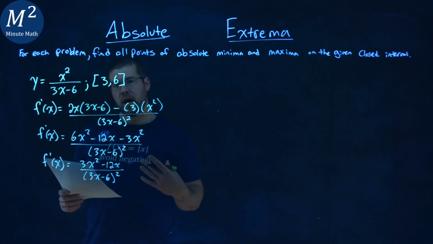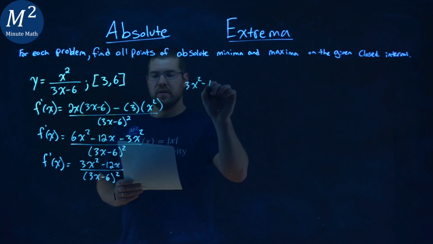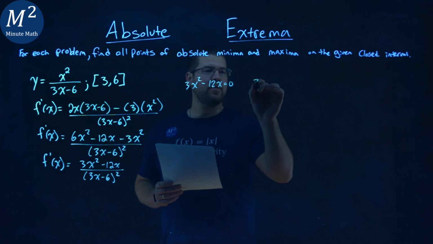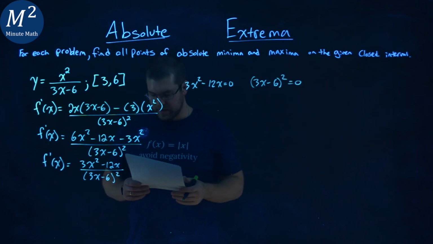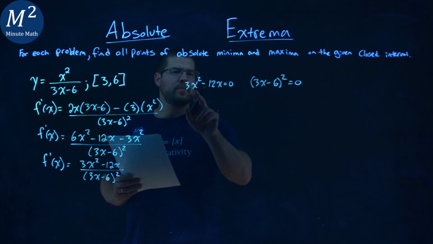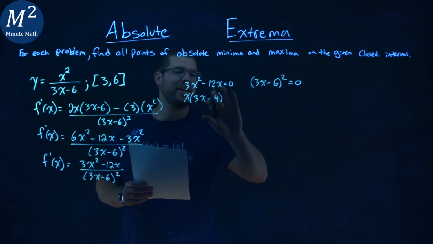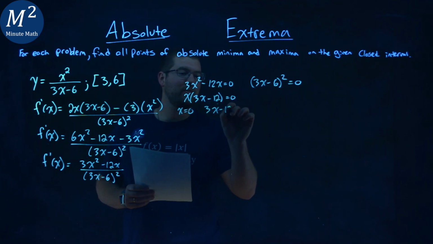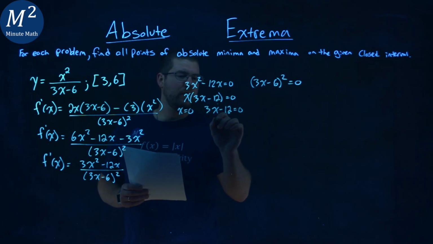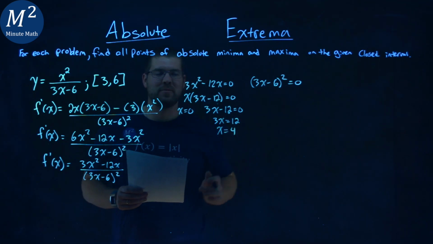Okay, now we're at a point where we want to find our critical values. So we're going to set the numerator and denominator separately equal to 0 and solve. 3x squared minus 12x equals 0, and 3x minus 6, all squared, equals 0, that being the denominator. Alright, pull out an x here, and we have x times (3x minus 12) equals 0. x equals 0, set both parts equal to 0, and 3x minus 12 equals 0. Well, add a 12 to both sides, and 3x equals 12. Divide both sides by 3, and x equals 4.